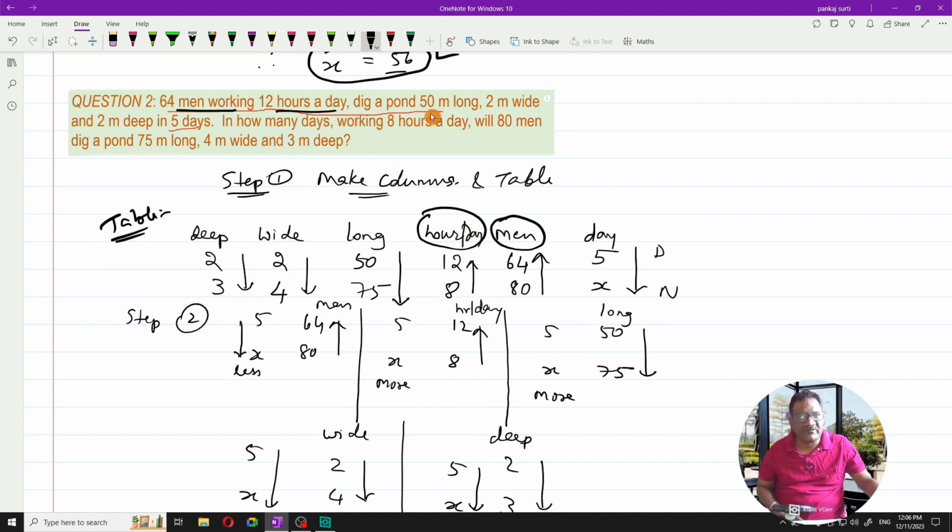Then dig a pond which is 50-meter long. So the length of the pond is the third quantity. Then 2-meter wide. So the width of the pond is another quantity, the fourth quantity. Then you have the depth of the pond also. Can you see here? Meter deep. So this depth is one more quantity. So how many quantities so far have we identified? 1, 2, 3, 4, and 5.